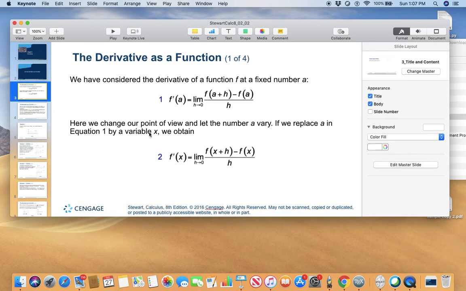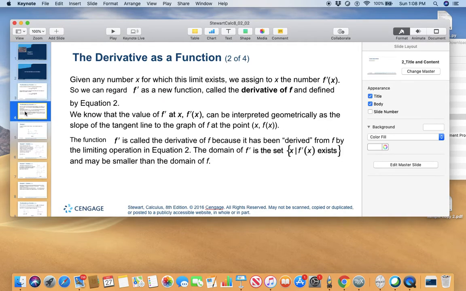Now, here we want to change our point of view and let the number a vary. Vary meaning we want a to be able to change. If we replace a in this equation by x, we get this definition of the derivative function. f prime of x is the limit as h approaches 0 of f of x plus h minus f of x, the whole over h. Okay, all we have done is replace a by x.